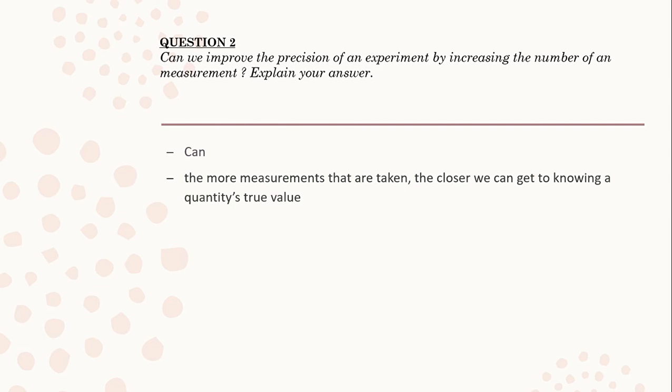Random error will be smaller when more measurements are made, because the more measurements that are taken, the closer we can get to knowing a quantity's true value.